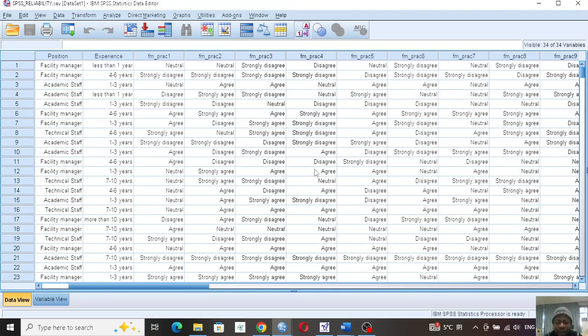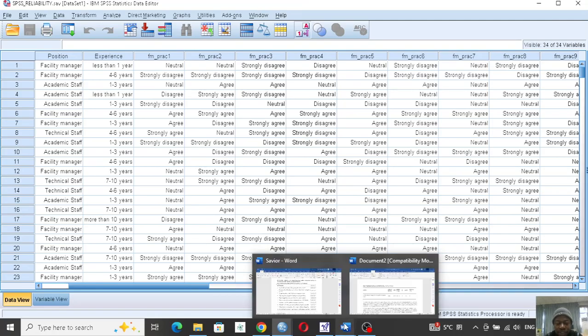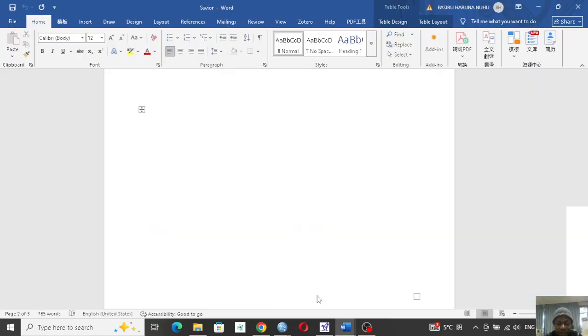So the alpha value must be greater than or equal to 0.7 or 70%. That is the acceptable way. So if it is less than that, then it is not accepted. That means the questions are not reliable. So I am going to use these particular questions from the questionnaire.